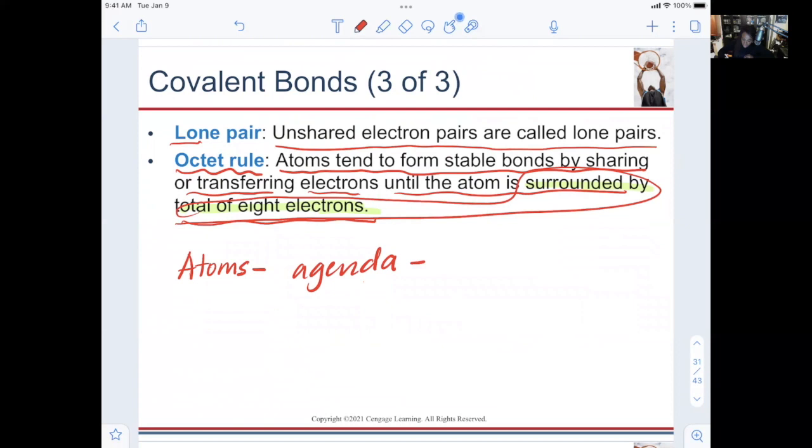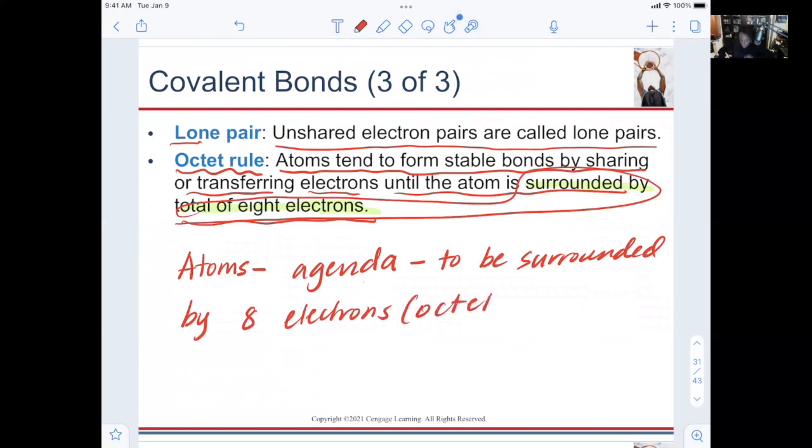So agenda, to be surrounded by 8 electrons. 8 electrons is also called octet. Okay, that's their goal, that's the agenda. Okay. How do they achieve their goal? We're told here. They achieve their goals by forming bonds. And how do they form these bonds?